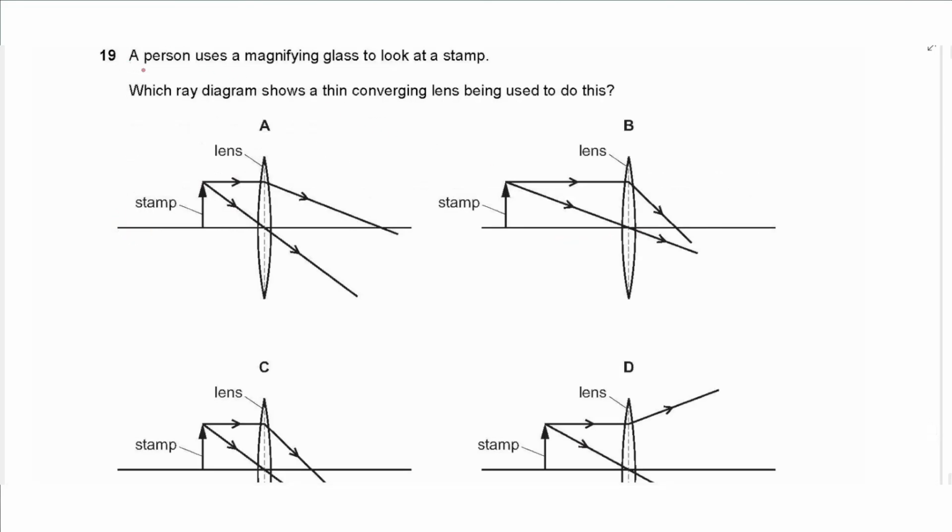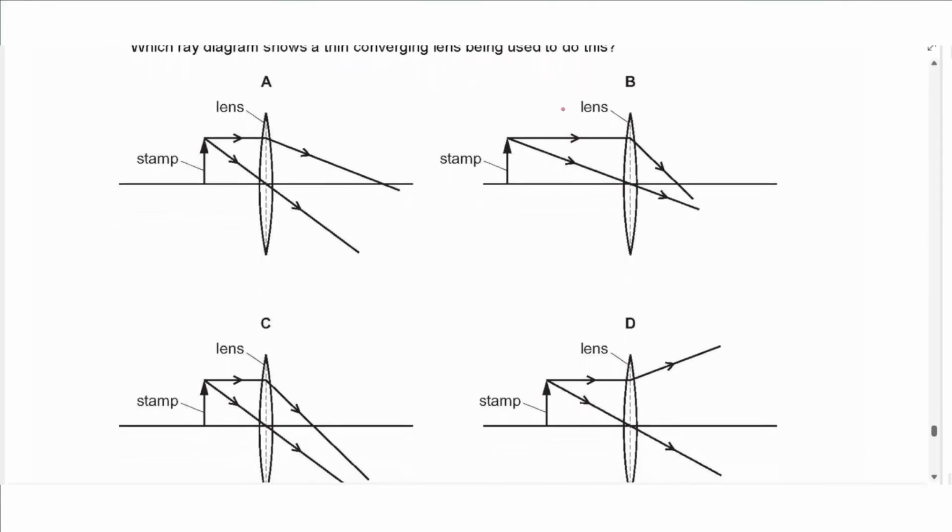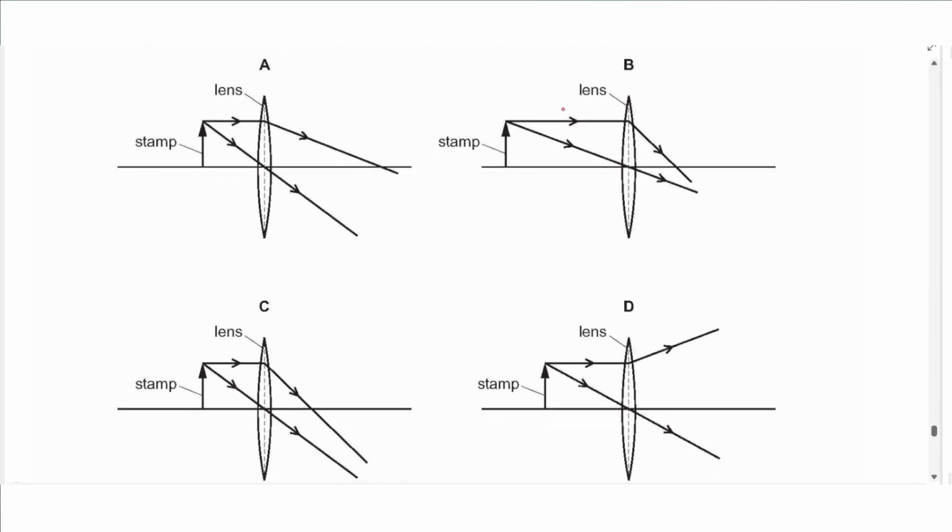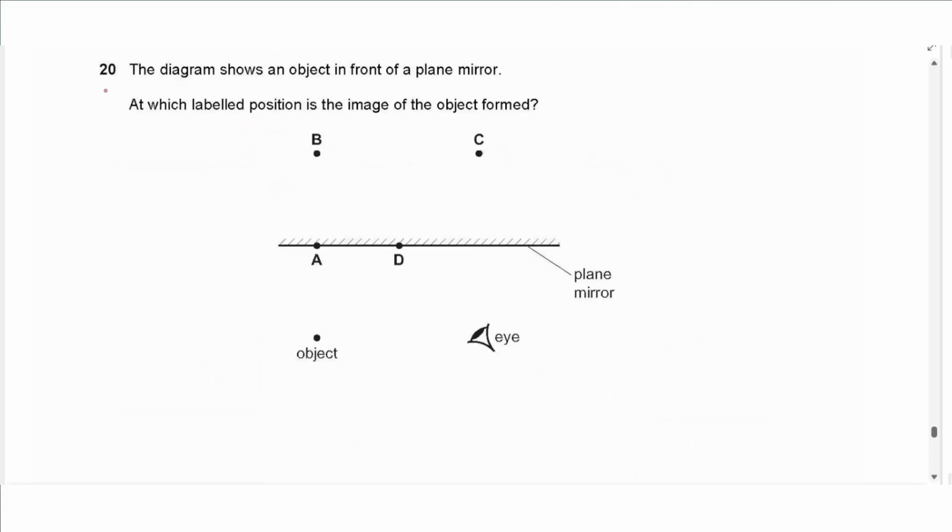Question 19 says a person uses a magnifying glass to look at a stamp. Which ray diagram shows the thin converging lens being used to do this as a magnifying glass? So the rays must diverge so that their extensions meet behind, because a magnifying glass is used when the image is virtual, so the answer is A. Question 20 says the diagram shows an object in front of a plane mirror. At which labeled position is the image of the object formed?